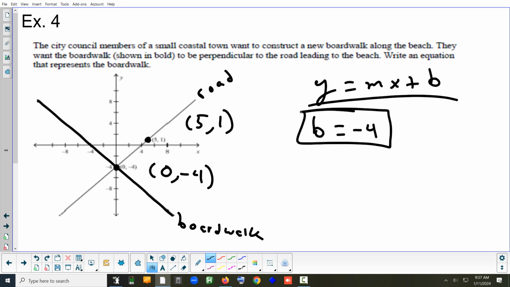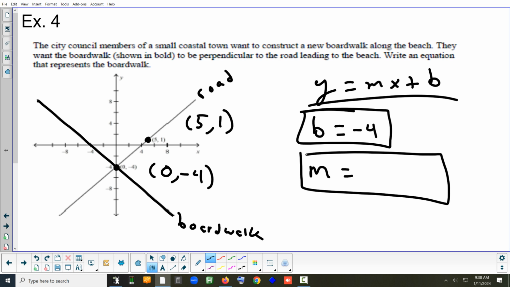Okay, so we already have B. I need one other thing to finish that formula. What do I need besides B? M. I need the M. So I'm trying to find the equation for the boardwalk. So we're looking at the line in bold. M is the slope. I need the slope of that bold line. Well, to find slope, how many points do you need on the line?